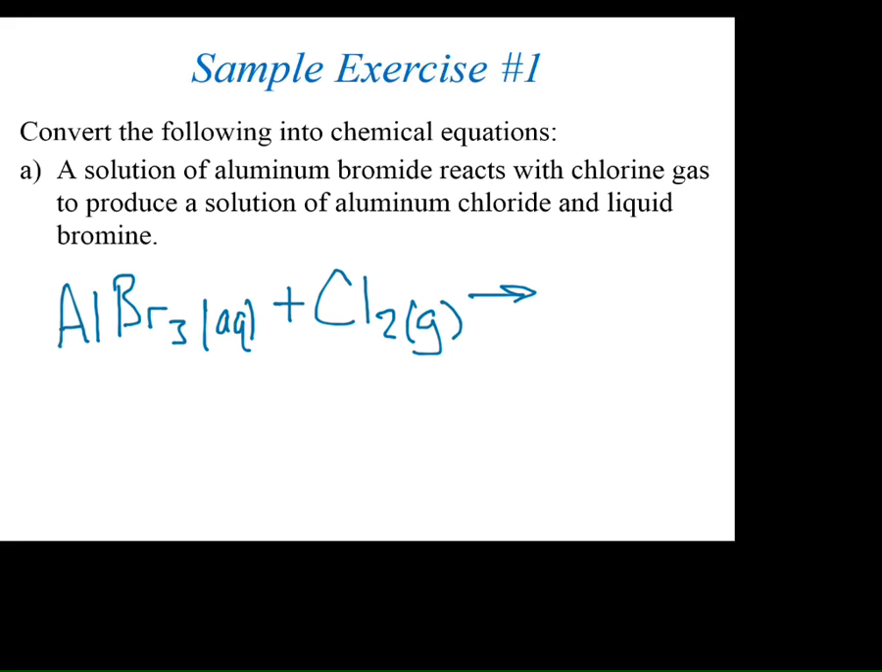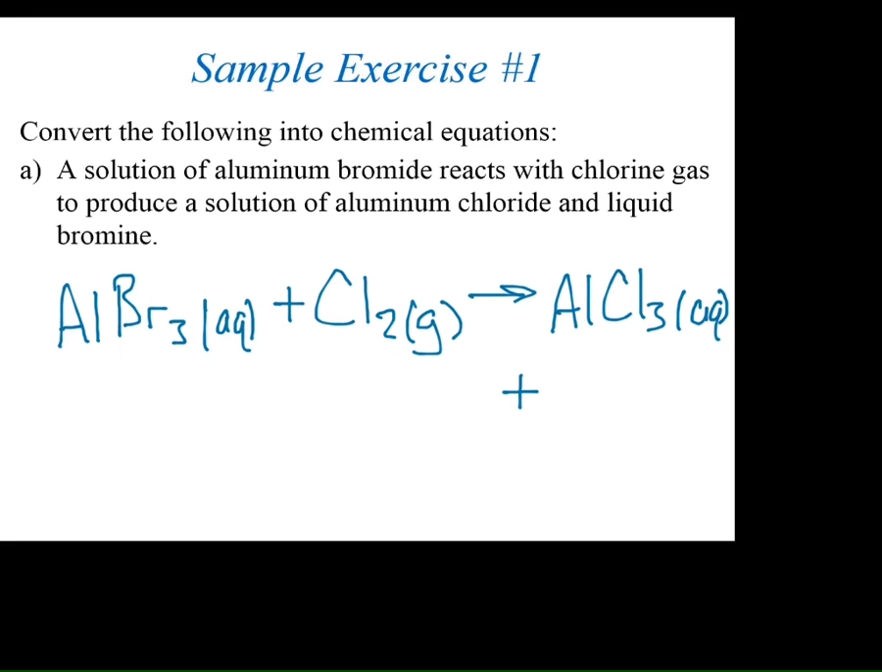To produce, put a little arrow, a solution of aluminum chloride. What would aluminum chloride's formula be? Al's 3 plus. What's chloride? 1 negative. So what would the formula be? AlCl3, yeah. And what state would I need? It's a solution, it says. So aqueous, aqueous. Plus liquid bromine.